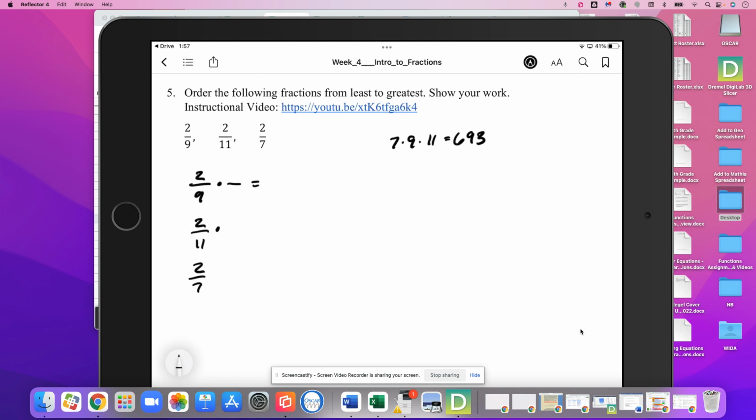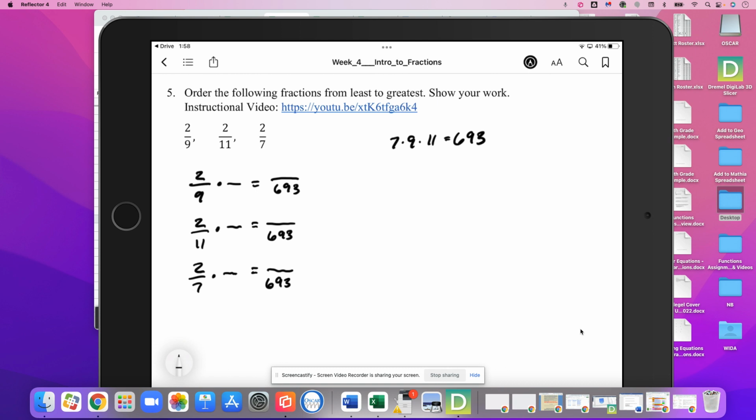So I'm going to figure out what I need to multiply the denominators by to create 693 in each case. And then we will have common denominators, and it will be really easy to order these fractions from least to greatest. It says don't use a calculator in the directions for this one, I know, but I did just now to get 693 because I didn't want to have to try to figure that out.